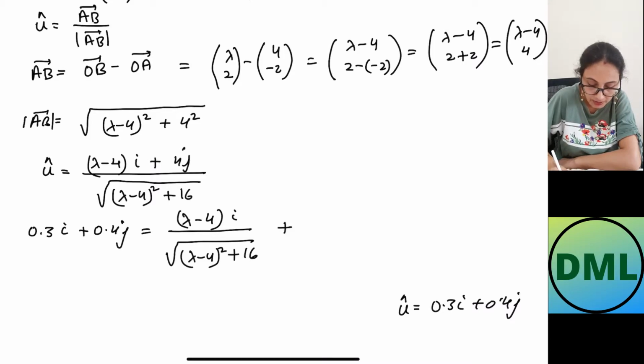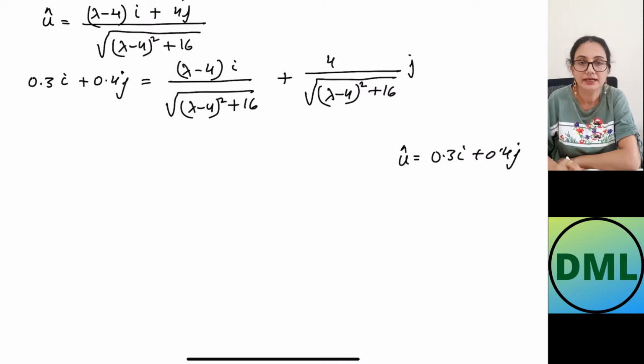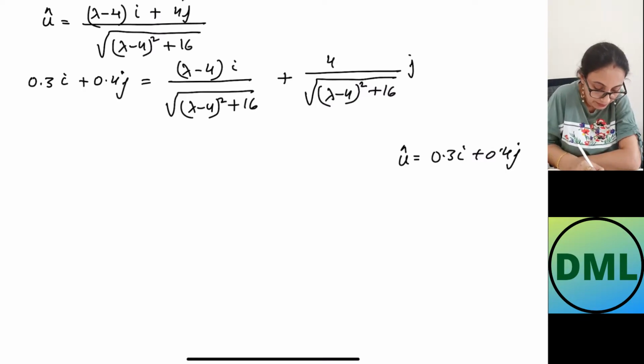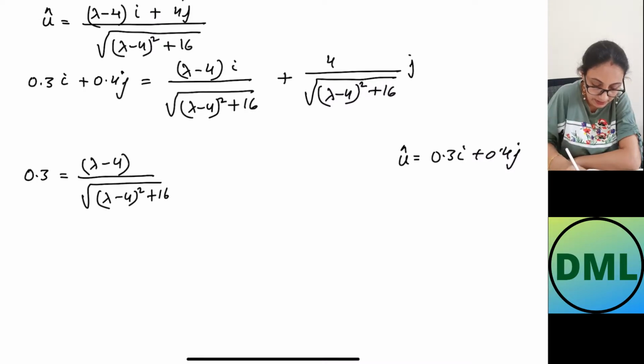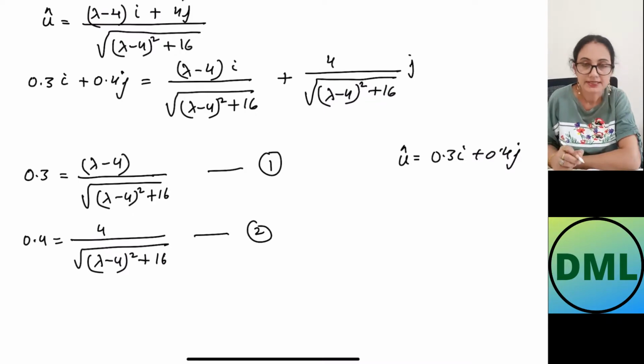I am separating the terms. So that will be written as plus 4 over the root of (lambda minus 4) the whole squared plus 16, times j. Now I can equate the left hand side and right hand side separately. So that can be written as 0.3 is equal to (lambda minus 4) divided by the root of (lambda minus 4) the whole squared plus 16. So this will be my first equation. Now if I compare j, that can be written as 0.4 is equal to 4 over the root of (lambda minus 4) the whole squared plus 16. So this is my second equation.